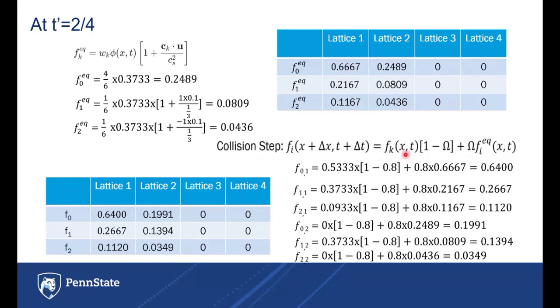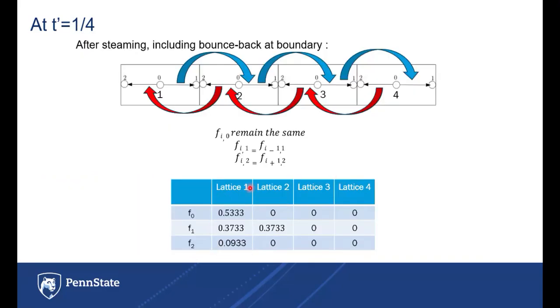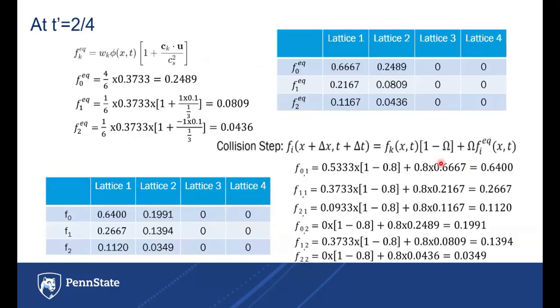The F value here is the phi value at the last time step. So here I list the specific calculation steps, and you can see this column here is the table here. And the second part of the collision is the equivalent function value for each lattice. That is what we calculated here. And then we can get this table.